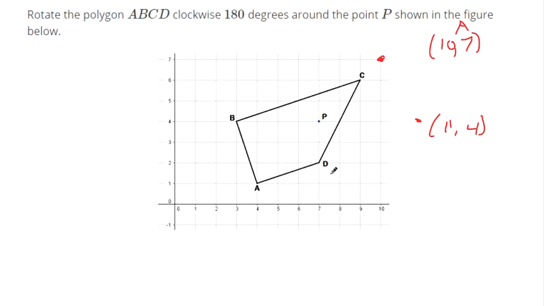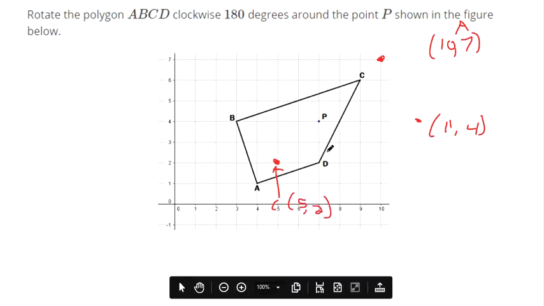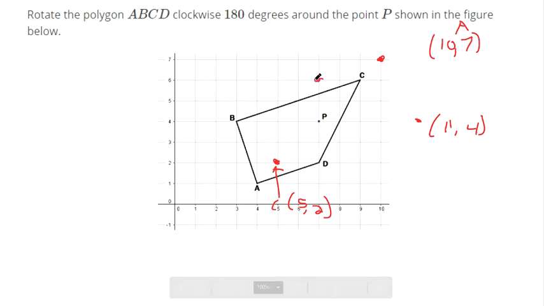What else we got? Point B, we did point C. C was 2 to the right and 2 up. So now C is going to be 2 to the left and 2 down. 180-degree rotation just means we switch the directions. So this is 5, 2, it looks like. And then point D, that's just 2 down. 180-degree rotation is going to make us be 2 above. So this is point D.